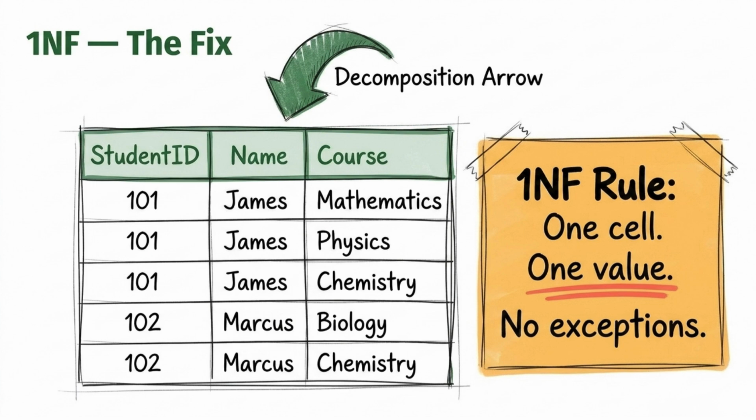1NF, the fix. The fix is clean. Each course gets its own separate row. James now has 3 rows, 1 per course. Marcus has 2. Every single cell holds exactly 1 value and nothing more. The 1NF rule is absolute. 1 cell, 1 value, no exceptions.